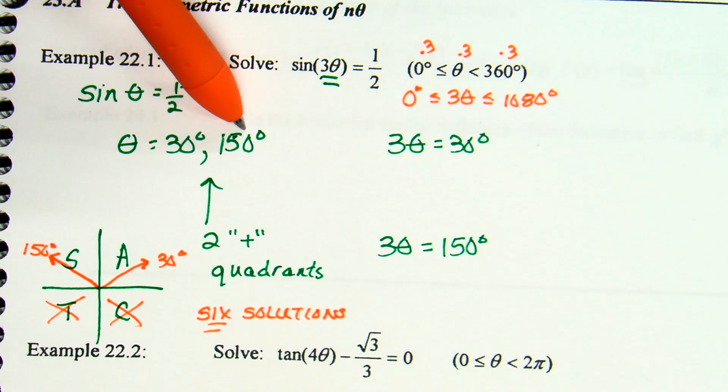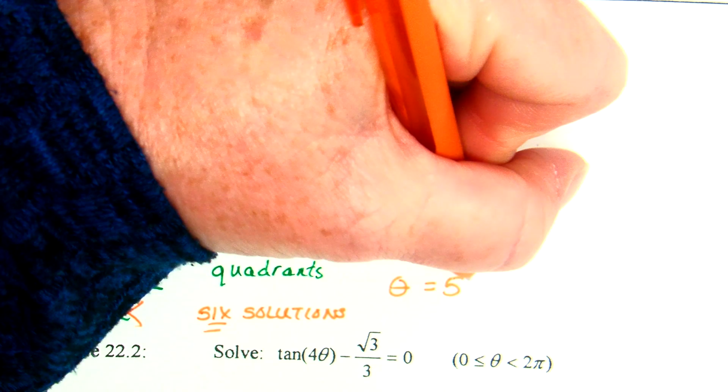Now, if 3 theta equals 30, what's theta? 10 degrees. There's my first answer out of 6. If 3 theta equals 150, then theta is 50 degrees. Okay. That's time 1 around the circle.